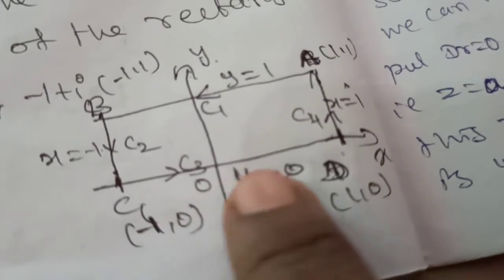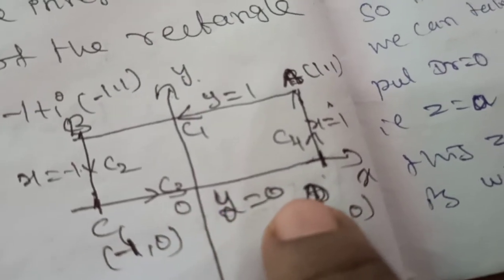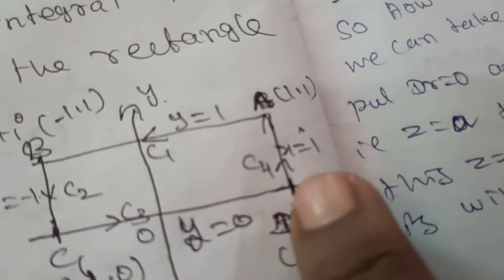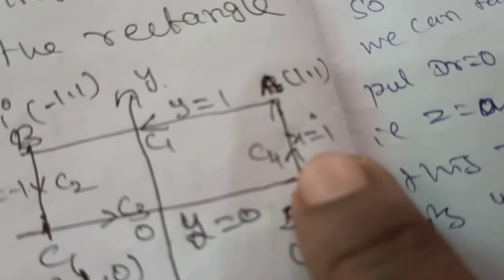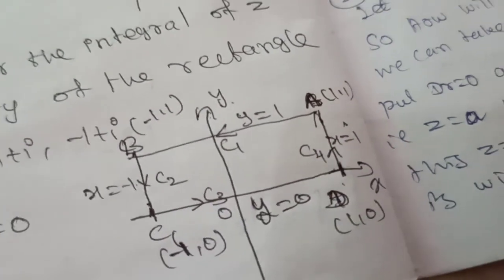The C2 curve has the line equation x equal to minus 1, so you can substitute x equal to minus 1. Along the curve C3 the line equation is the x-axis, which means you take y equal to 0. That is, along the C3 curve the line equation is y equal to 0. Next, along C4 the line equation is x equal to 1.